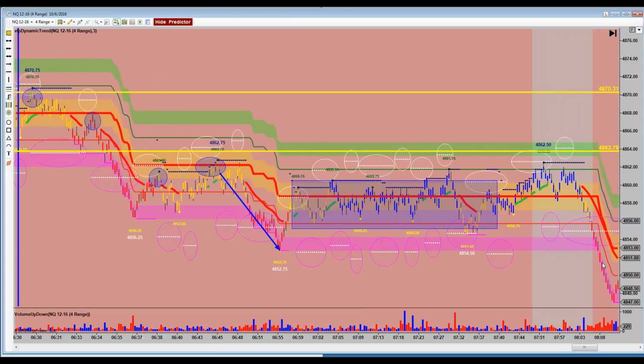Later on, after we closed the room around 8, it started to resume its downtrend. It just broke down right here.